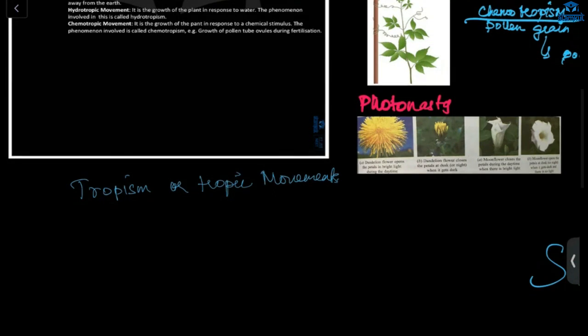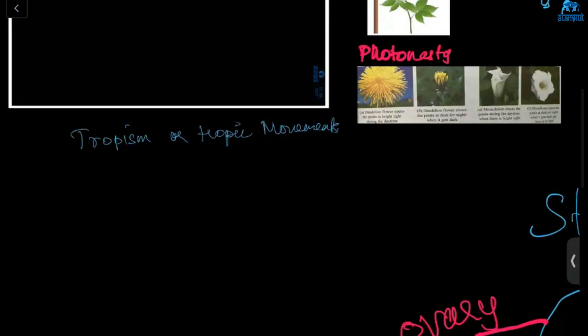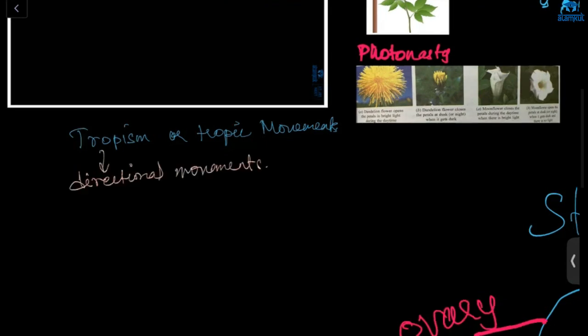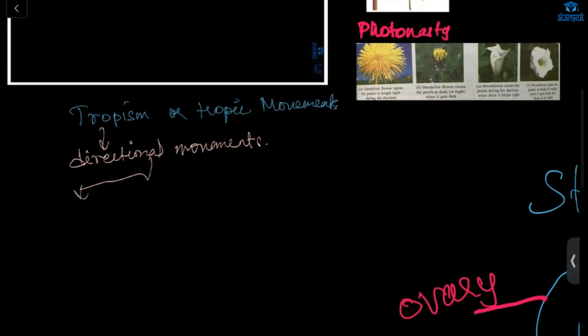We are in the last topic, that is tropism. You see, it is a growth movement of a plant in response to an external stimulus, in which the direction of the stimulus determines the direction of response. That is tropism. Or you can say tropism is directional movement. The response could be towards the stimulus or away from the stimulus. If it is towards the stimulus, then that is positive tropism.